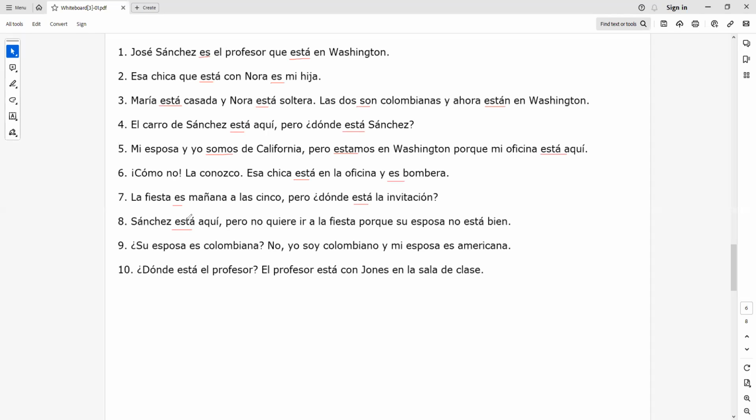Sánchez está aquí. Here, Sánchez is here. Location or position. Pero no quiere ir a la fiesta porque su esposa no está bien. He doesn't want to go to the party because his wife is not well. So, of course, condition. Su esposa es colombiana. His wife is Colombian. Origin. No, yo soy colombiano y mi esposa es americana. So, yo soy, I am Colombian, of course, origin, and my wife is American, again, origin.